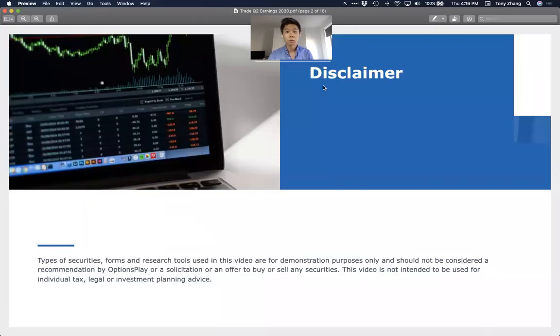So let's go ahead and get started. Before I do, just a quick disclaimer. What we're going to discuss here today is purely for demonstration purposes. It is not a solicitation or recommendation to buy or sell any specific securities.